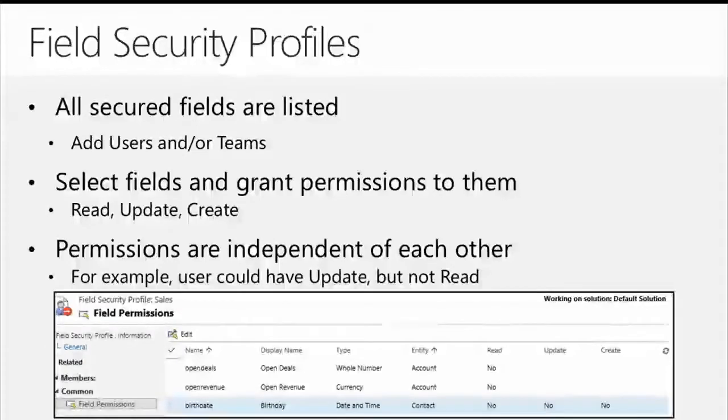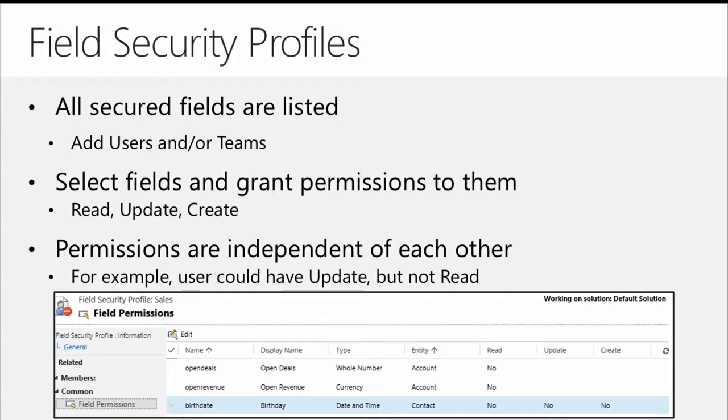Now, the way you do that is through what are called field security profiles. What a field security profile does is it allows you to go in and specify who should have what access to what secured fields inside the application and what specific permissions they should have. So for example, when you create a field security profile, it's going to show you every field in the system that's been deemed a secured field. You have to then say, okay, these are the users and or teams that would typically belong to this field security profile.